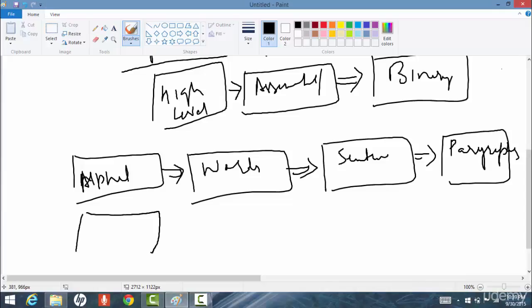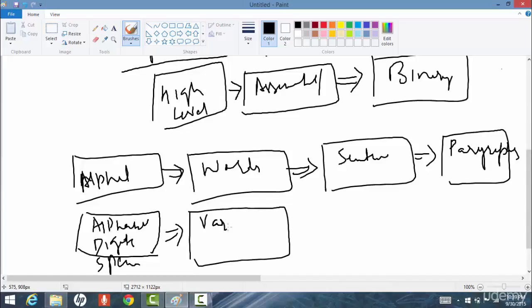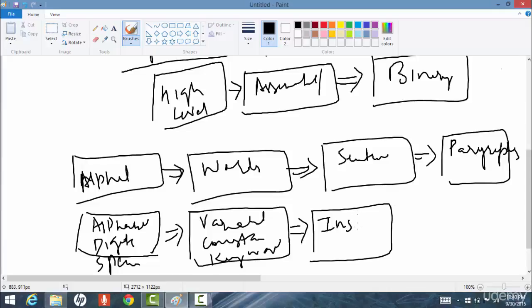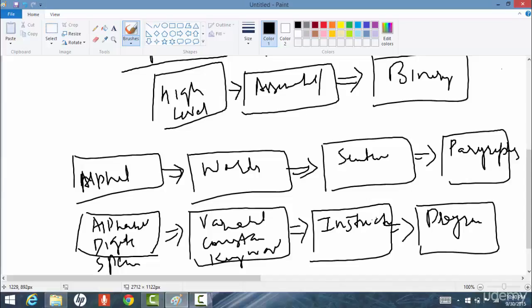In programming language, the building blocks can be alphabets and digits. We have special symbols. Combination of these makes variables, constants, and keywords. We will talk about variables, constants, keywords in our next tutorial. And combination of these make instructions. Instructions is like telling the computer what to do. And combination of these instructions make a program. So this is how you can relate that programming language is very similar to learning an English language.